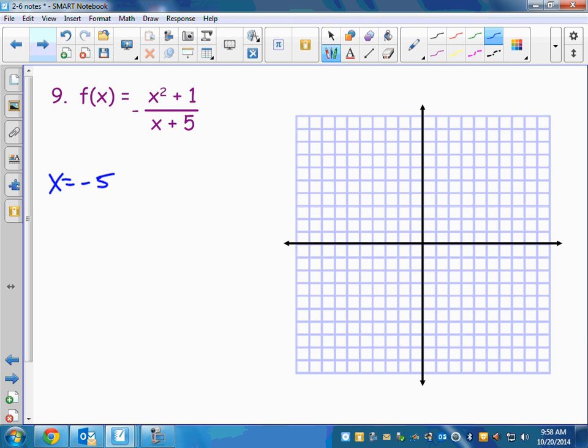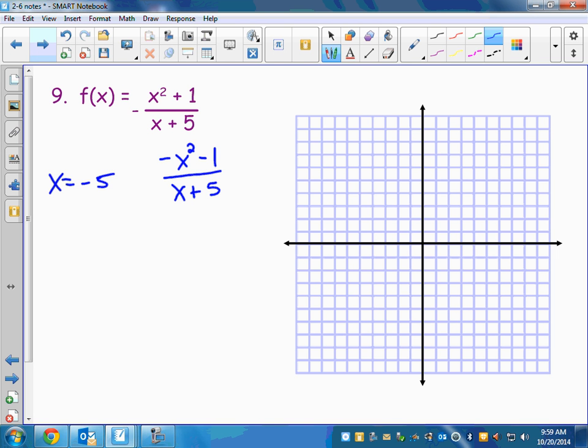X equals negative 5 is an asymptote. Get that part done. Again, not a horizontal asymptote because the numerator is bigger than the denominator. So 2 options here. One option, you can put the negative on the top and make that negative x squared minus 1 over x plus 5. And if you did that, you could do synthetic division. Fill your 0 in up here because it skips x.